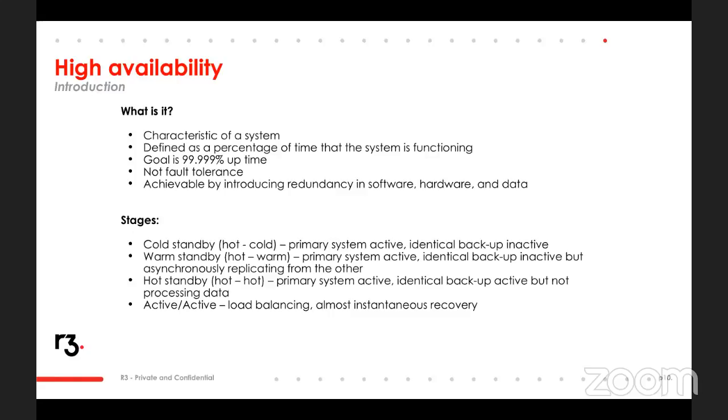There are several stages of implementing high availability for a system. The earliest one is the cold standby, or hot cold, as it's also known. In this stage, the primary system is active while the secondary, the backup system, which is identical in every way, is inactive, waiting to be started once the primary one fails. The second stage is warm standby or hot warm. In this stage, the primary system is active, the identical backup is inactive, but is syncing up, replicating data from the other one in preparation for starting up.